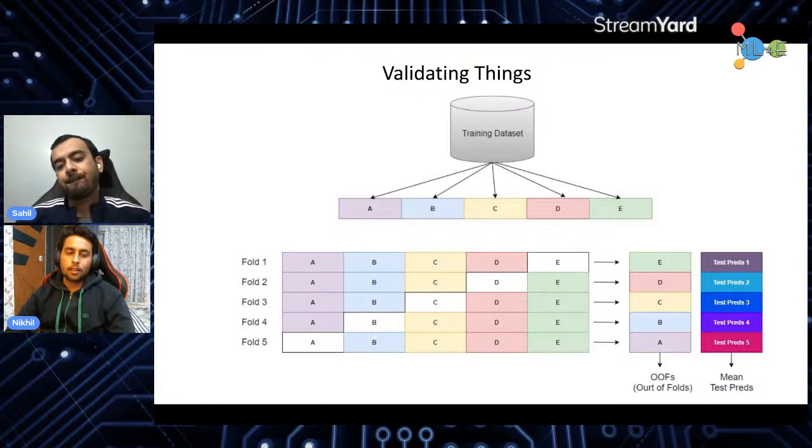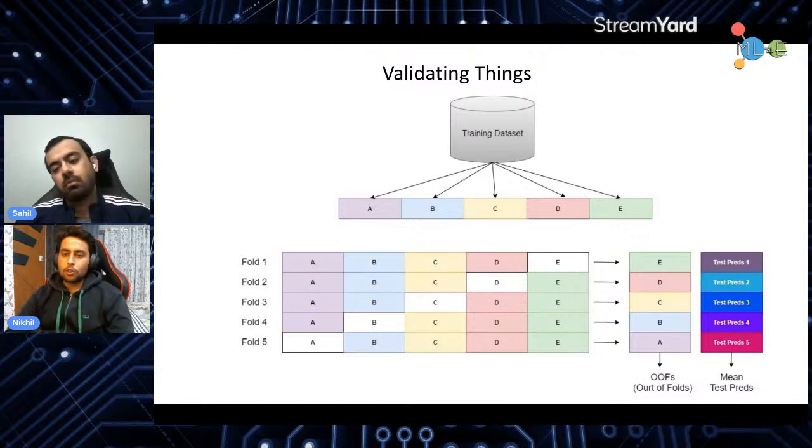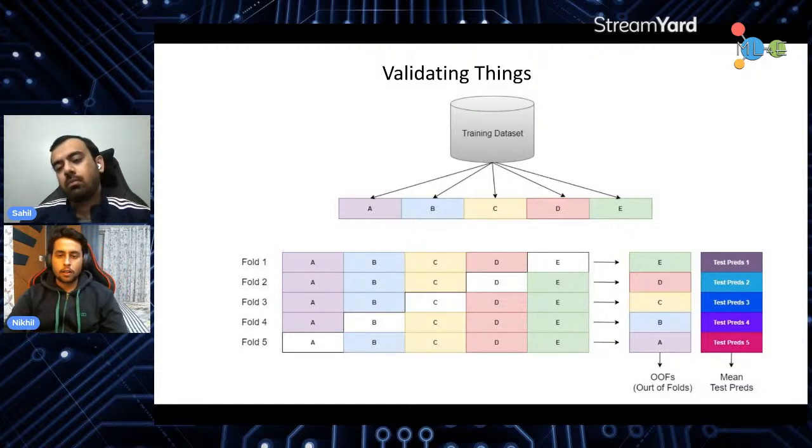Thank you for the wonderful introduction, Sahil. Okay. So, firstly, we'll be talking about validating things. So, what is validation, right? Whenever you train your machine learning models, you basically need to have something to test your model on. So, you don't usually use all of your data to train the model. You keep some part of your data separate for testing the model.